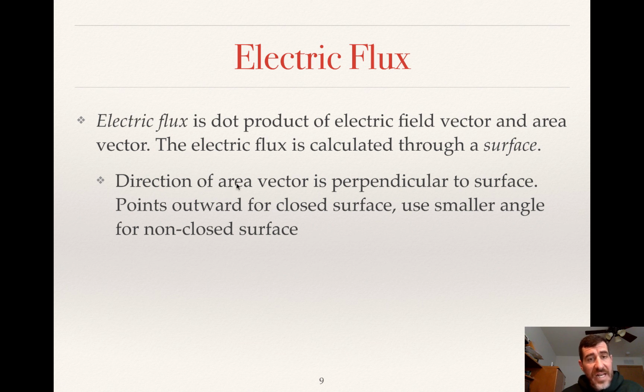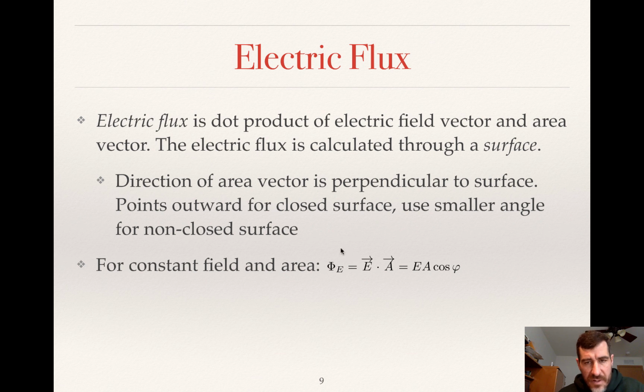The way you define its direction is that it's perpendicular to the surface. So if you have, say, a flat surface, like the area of this little pad of paper, I can either define the area vector as pointing straight up or straight down. Now in practice for Gauss's law, we're going to be calculating flux over a closed surface, and the convention is that if you have a closed surface, the area vector always points outward.